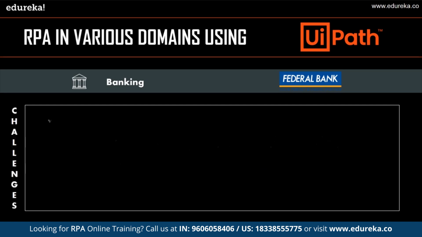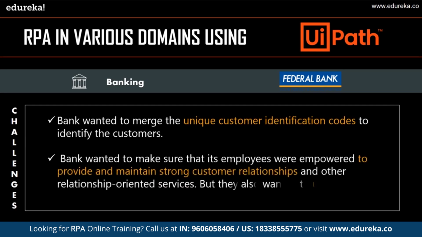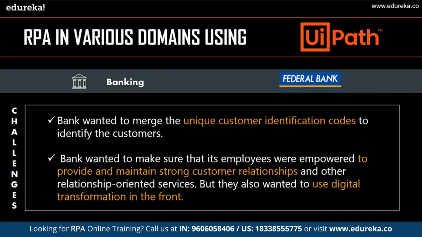Now, the main challenge the bank was facing was that the bank wanted to merge the unique customer identification codes to identify the customers. If the bank decided to do this manually, it would obviously be time consuming, error prone, and it would be tough to scale the bank simultaneously.